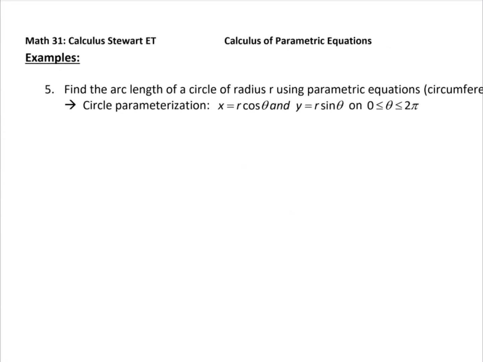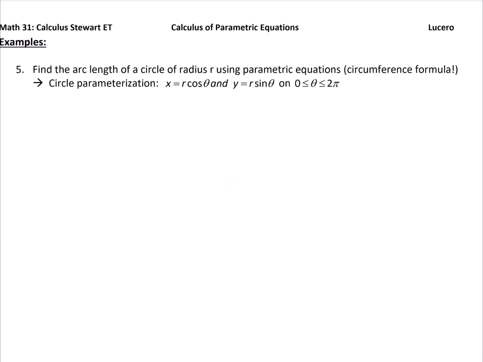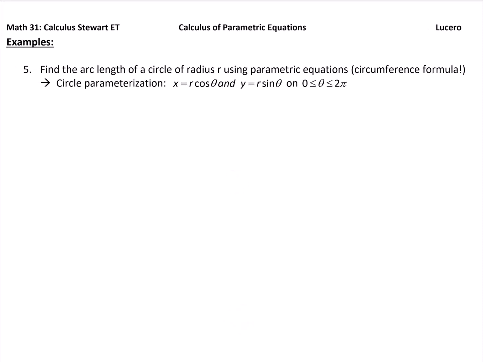If we have a circle of radius r, and this was from the previous section, its parameterization can be written as x equals r cosine of theta and y equals r sine of theta. We will trace it out one time from 0 to 2 pi. So that's the parameterization. And let's find the arc length and show that it gives us that circumference formula.